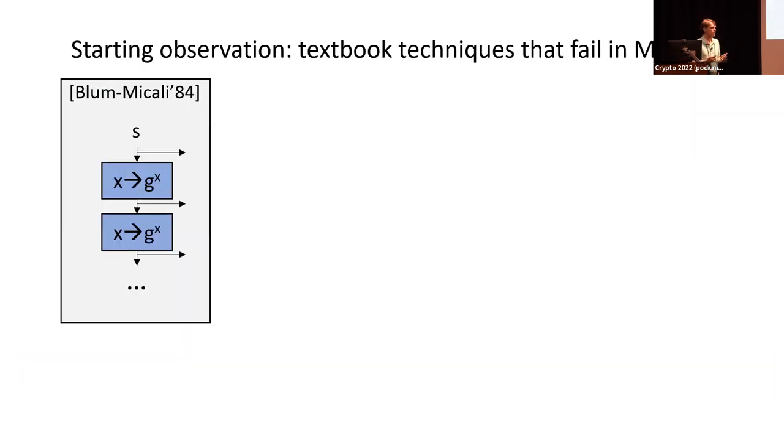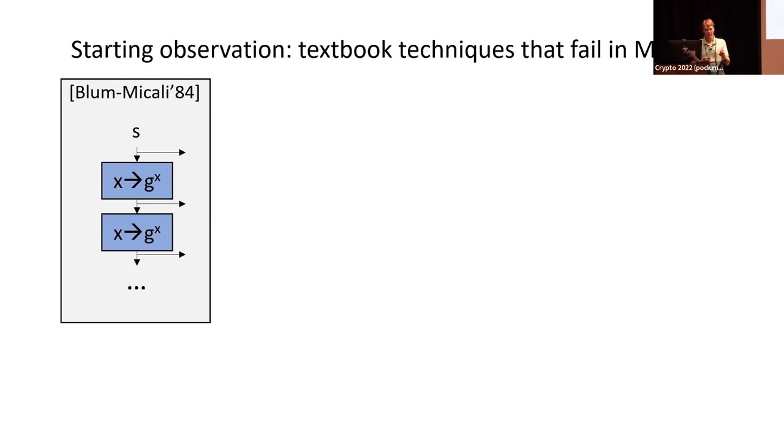So the starting observation for this work, inspired by the contradiction on the previous slide, is that many textbook techniques that work in the standard model also work in Shoup's model, but simply fail in Maurer's model. I'm just going to list a whole bunch now. Consider the Blum-Micali PRG, and suppose you're trying to reason about this in Maurer's model. What does the PRG do? It takes as input the seed, and it keeps doing a repeated exponentiation. And every time it siphons off a single bit.